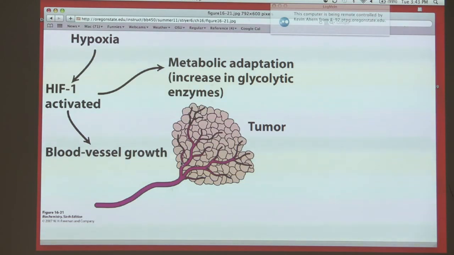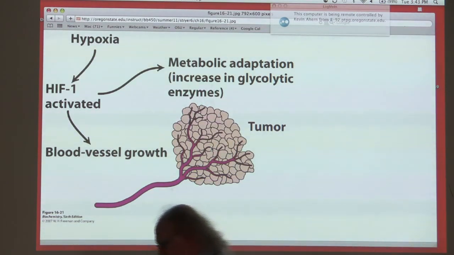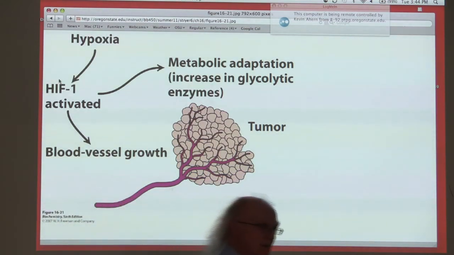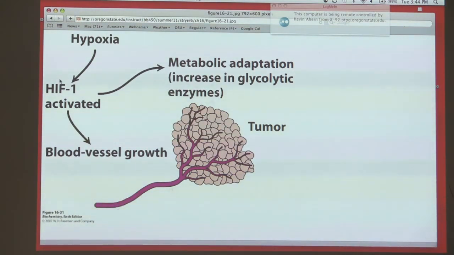But before that happens, the tumor is sitting there in a hypoxic state. It's using oxygen way faster than the body can deliver it, and this goes on over a long period of time. When this happens, the tumor cells, as your normal cells would do, start making a factor called hypoxia induction factor, HIF, in this case HIF1.